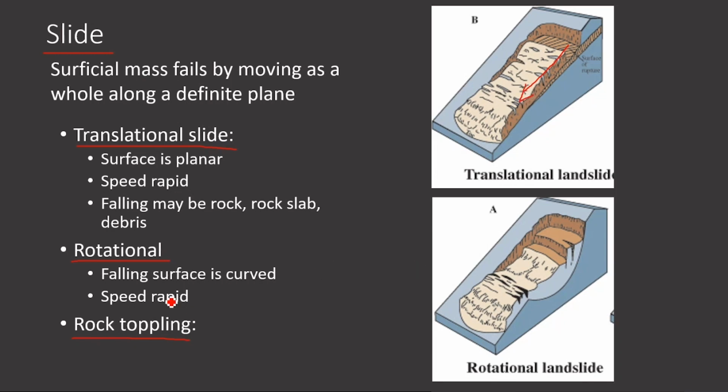Whereas in the rotational movement, the failure surface is curved, so there is a slight rotation movement. Whereas in the case of rock toppling, the complete mass will fall down completely, and there is a complete change in the direction of the material which is moving. So that is called rock toppling. So these are different kinds of mass movements.